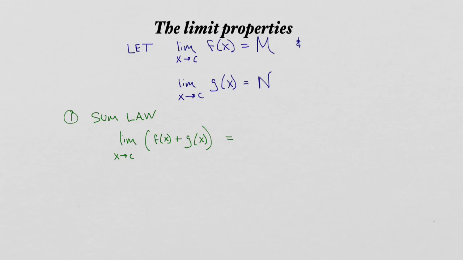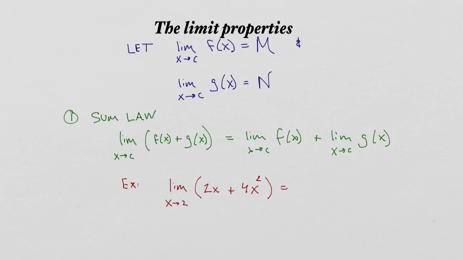The sum law is fairly intuitive. This is the first law that we're going to look at. What we're doing is we're taking the limit as x approaches c of the sum of our two functions, f of x and g of x. And what this thing is equal to is simply the limit as x approaches c of f of x plus the limit as x approaches c of g of x.